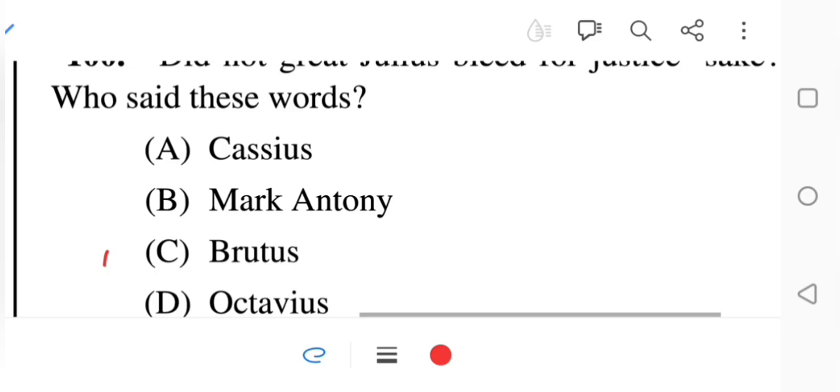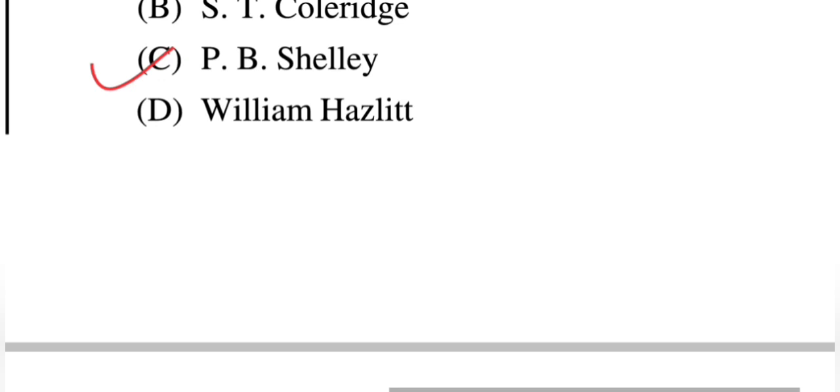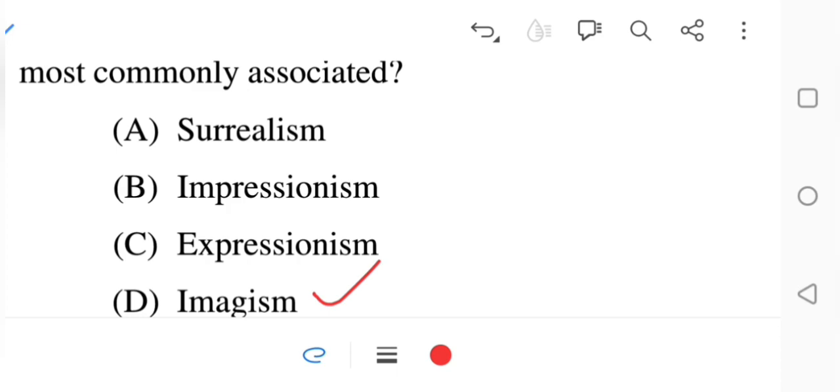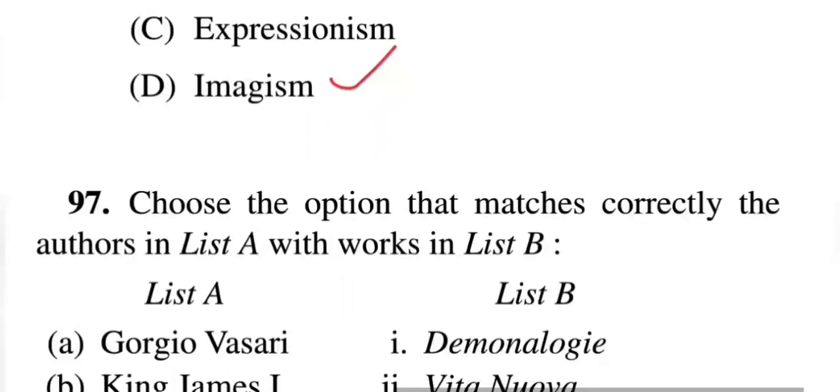So we have left so many questions. Now let's try to solve them. Which artistic movement is Ezra Pound most commonly associated with? Ezra Pound, American writer, you must have known. So the correct answer of 96 will be D, that is Imagism. Apart from that, surrealism, impressionism, expressionism, you must know all about it.